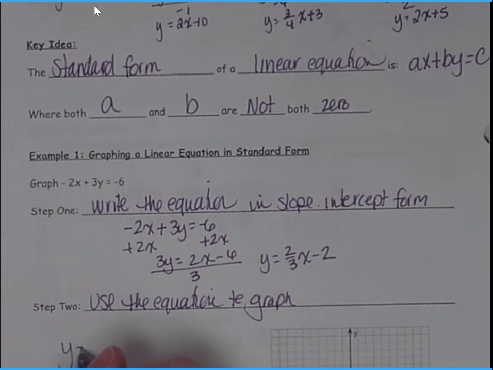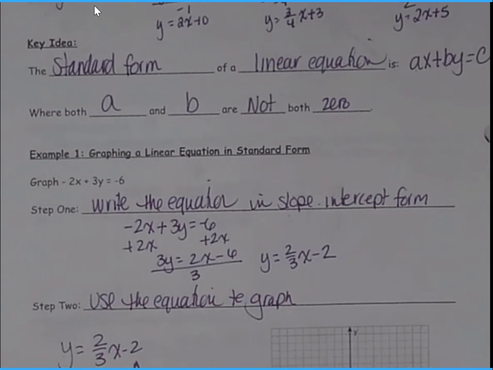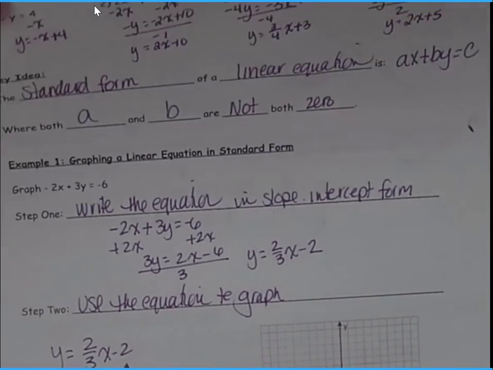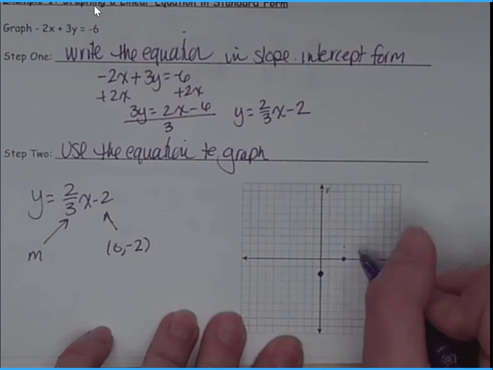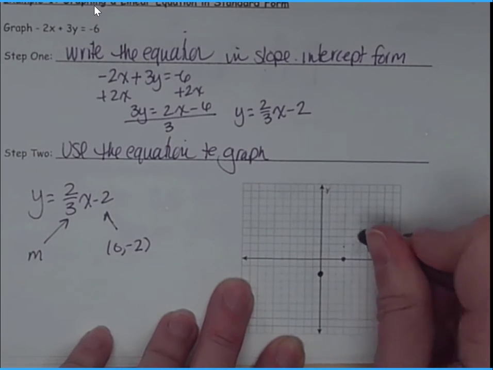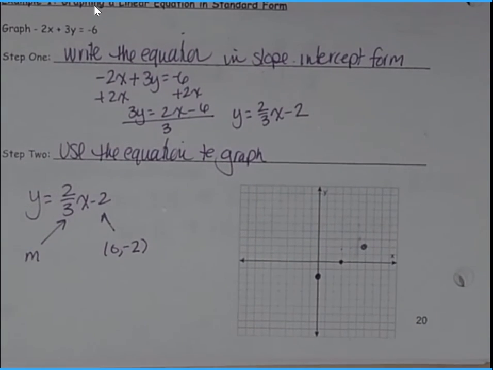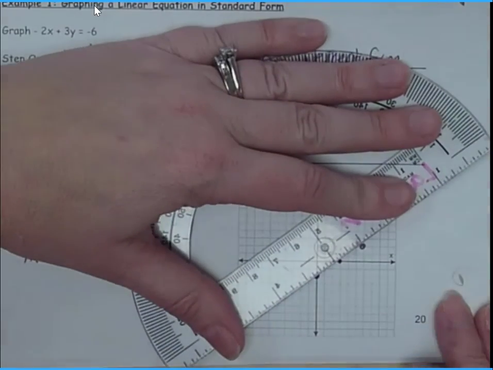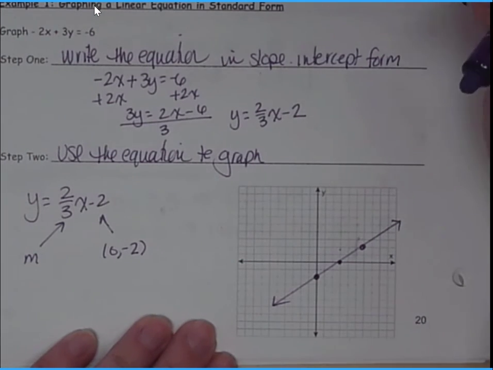So if I have the equation y equals 2/3 x minus 2, recall this is my slope and this is my y-intercept. So I'm going to find where it crosses the y-axis at negative 2. Then my slope tells me to go up 2 over 3, 1, 2, 3, up 2 over, make sure you count right, up 2 over 1, 2, 3, and then you can graph your line. Nice job. Not too bad, is it?